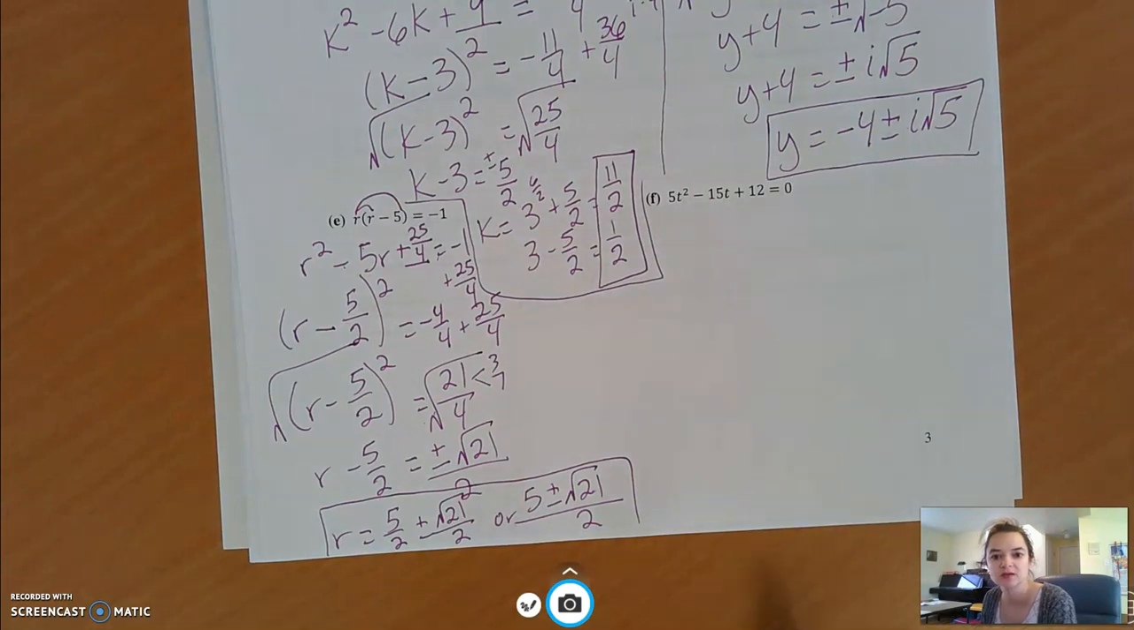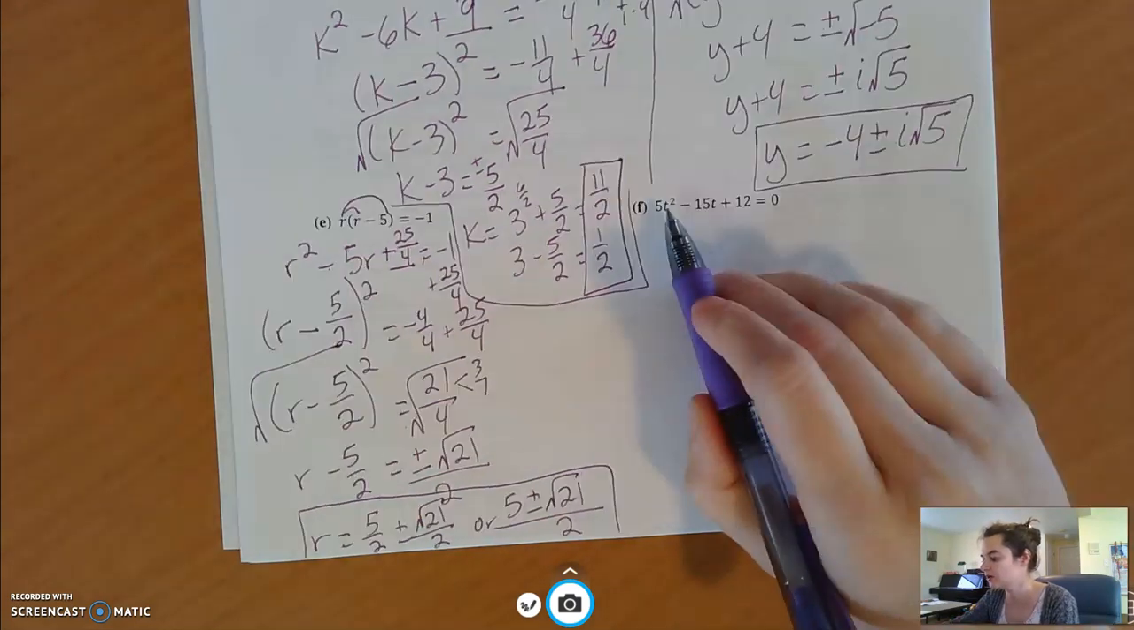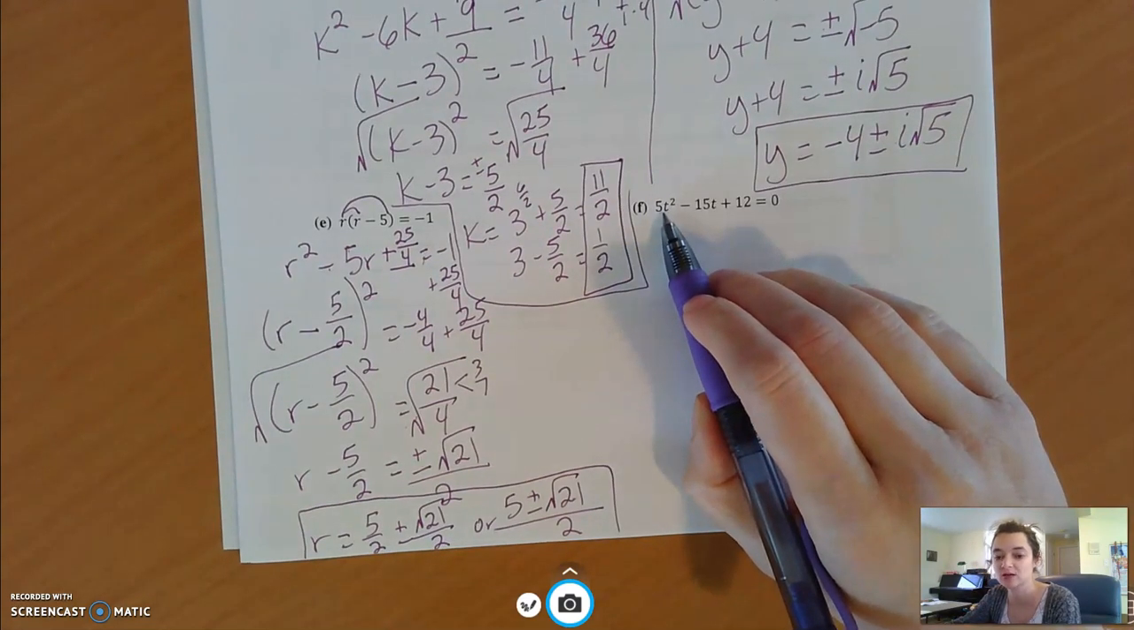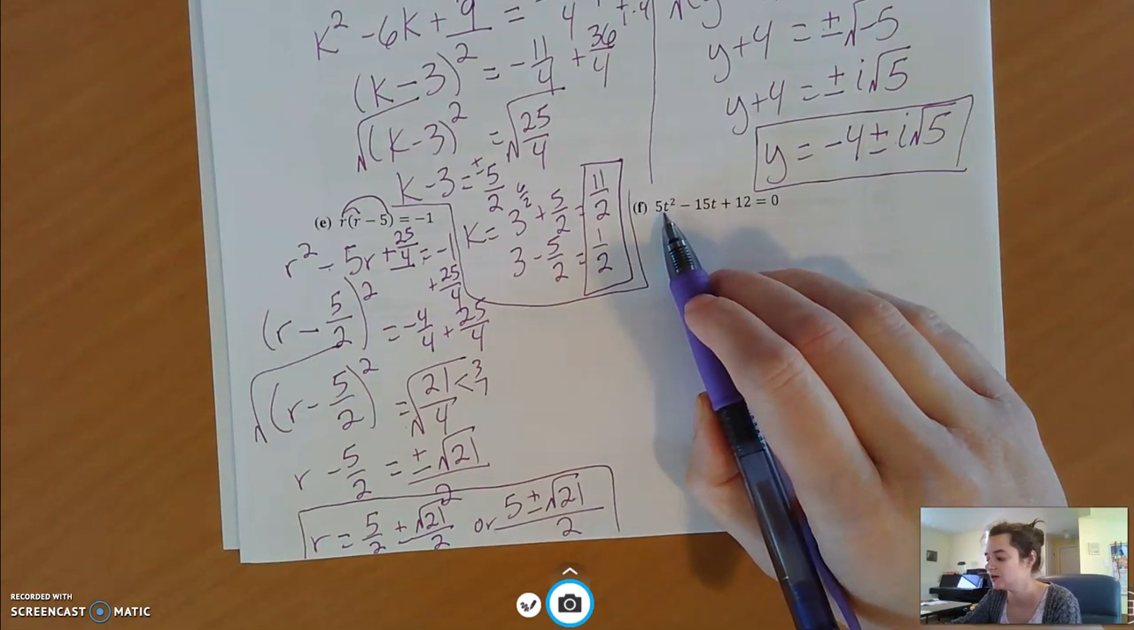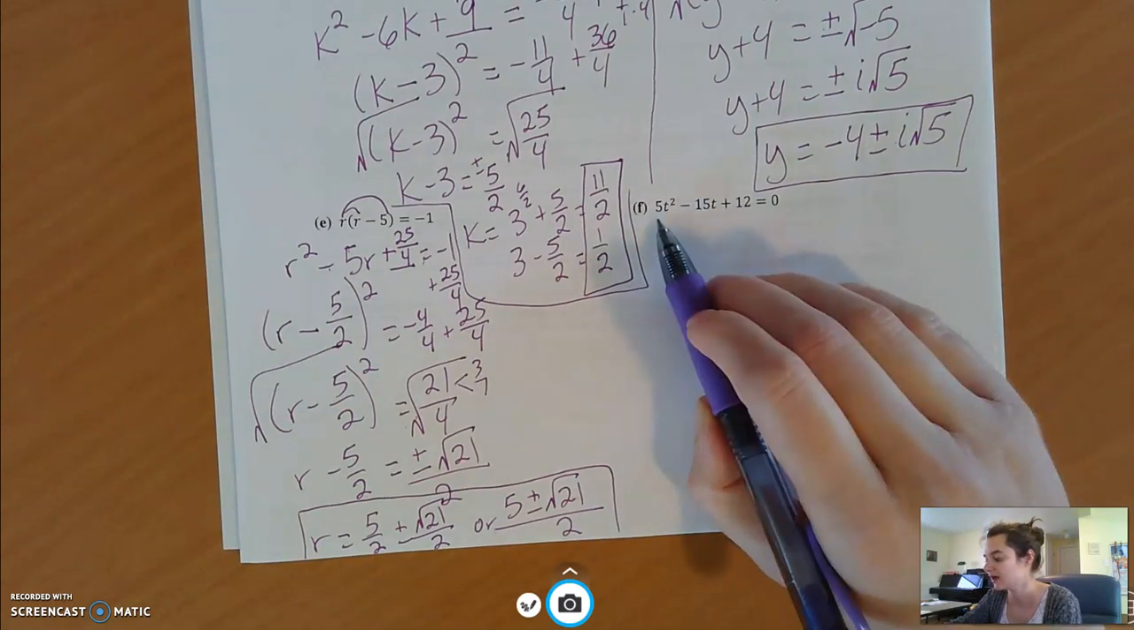Last one for the day is 5t squared minus 15t plus 12 equals 0. And this one, again, you're going to notice a coefficient in front of your t squared. Deal with it first, okay? So that means that we're going to divide everything by 5.